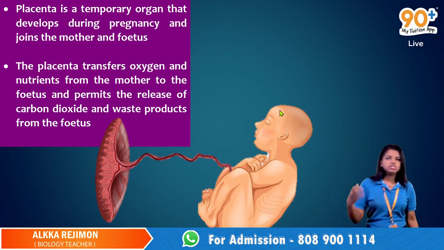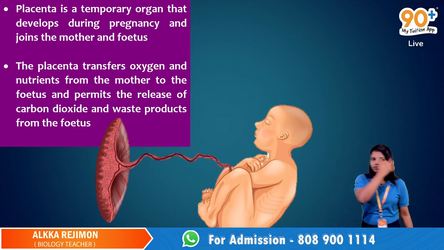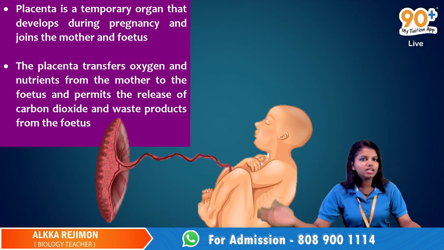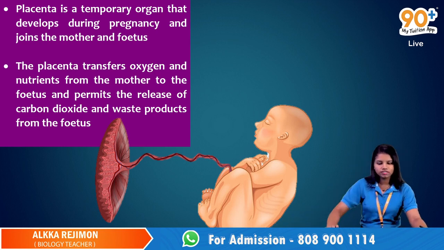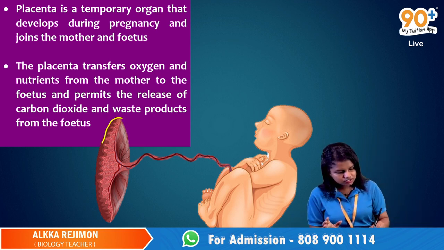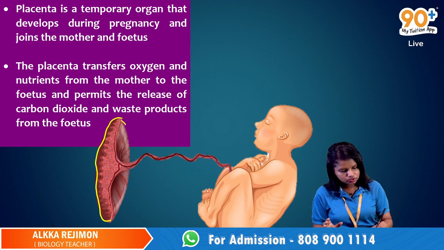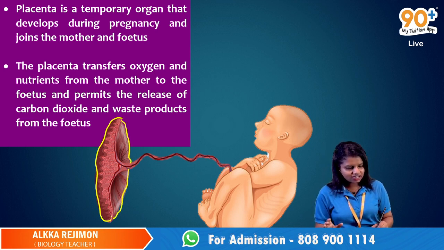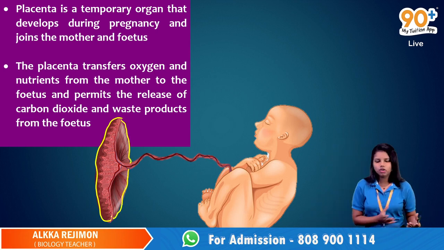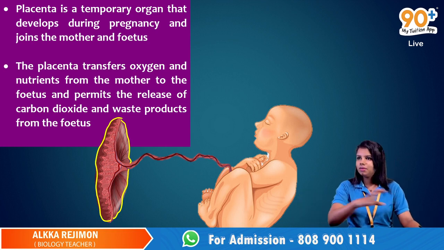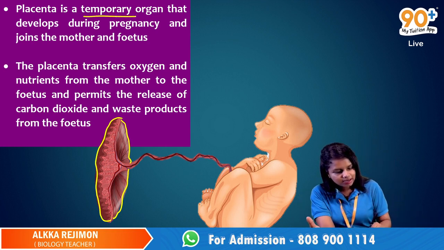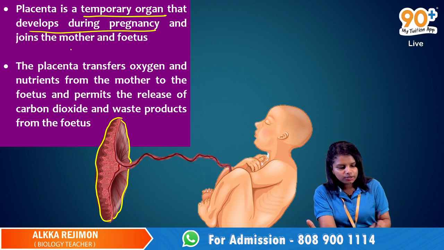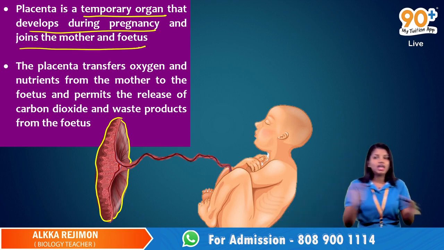And there is another thing called the placenta. If the pregnancy is positive, if the fertilization is happening, the placenta is the structure which gets attached to the uterus wall, and it connects the baby with the mother. The placenta is a temporary organ which develops during pregnancy, and it joins the mother and the fetus.